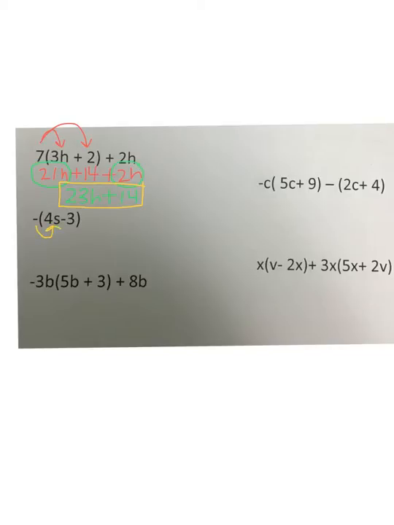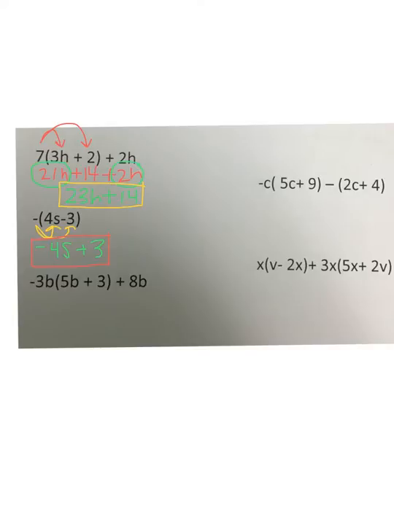For our next one, this one's a little tricky. You need to distribute the negative to both, and you can treat it like a -1. So -1 times 4s would give me -4s, and then -1 times -3 would be a +3. So that should be your final answer for this second one, -4s plus 3.